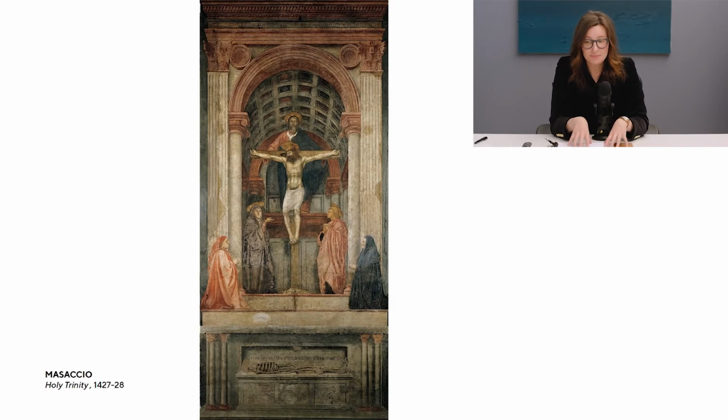The first painting that we know of to deploy Brunelleschi's scheme, or his ideas here, was Masaccio's painting of the Holy Trinity. This is at a church in Florence as well.